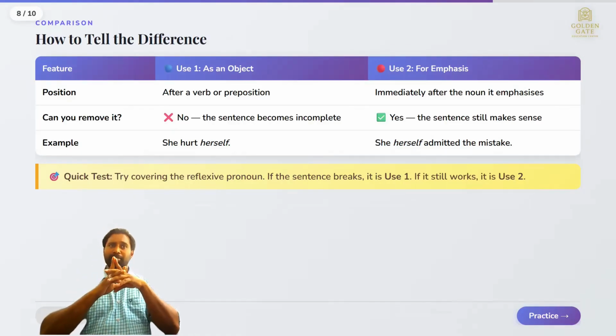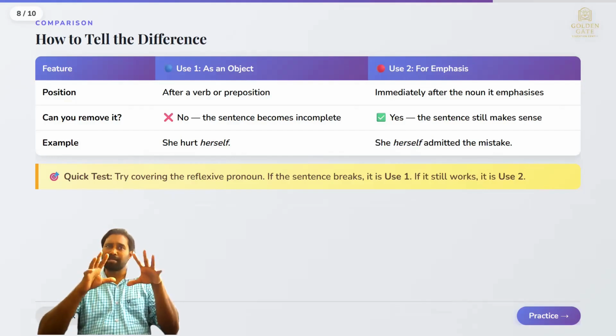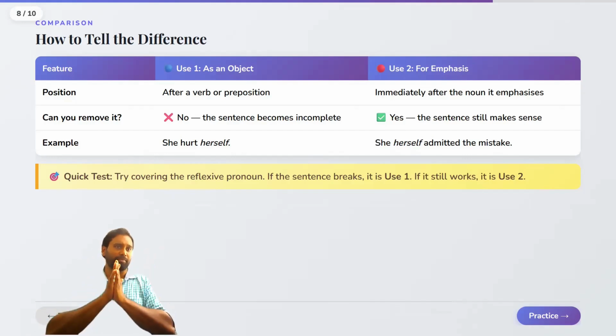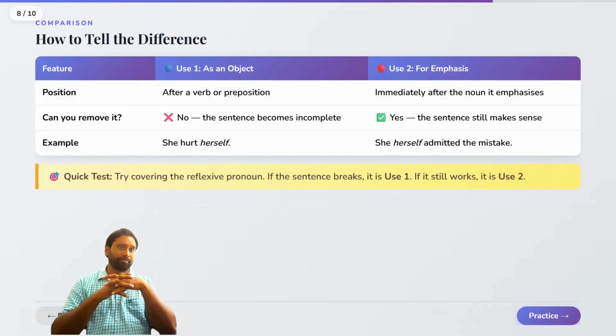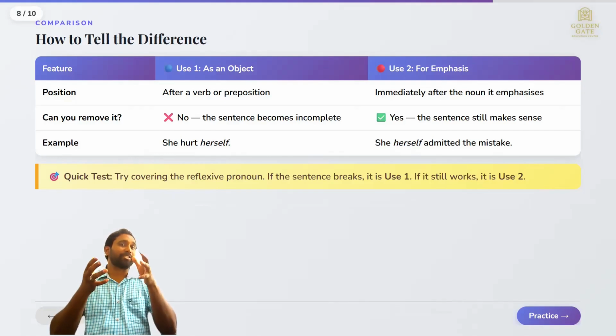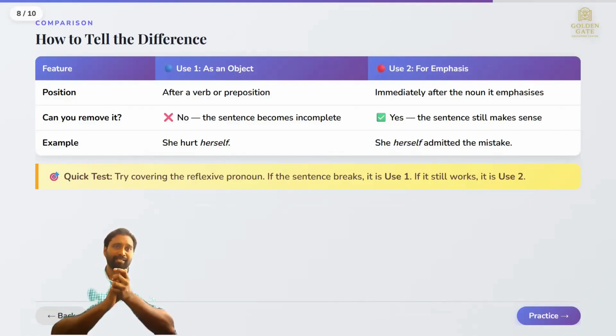This comparison table is very important. And children, I believe you take down notes. Right. Let me explain this comparison table. Now, let's talk about the position. If the reflexive pronoun is there as the object of the sentence, you would see the reflexive pronoun immediately after a verb or a preposition.